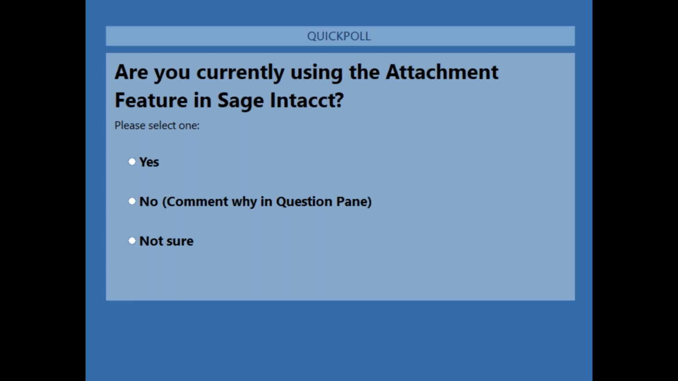All right, looks like we're starting with our first polling question. Everyone see the polling question? Are you currently using an attachment feature in Sage Intacct? Yes, no, and if not, can you comment in the question pane, or not sure?